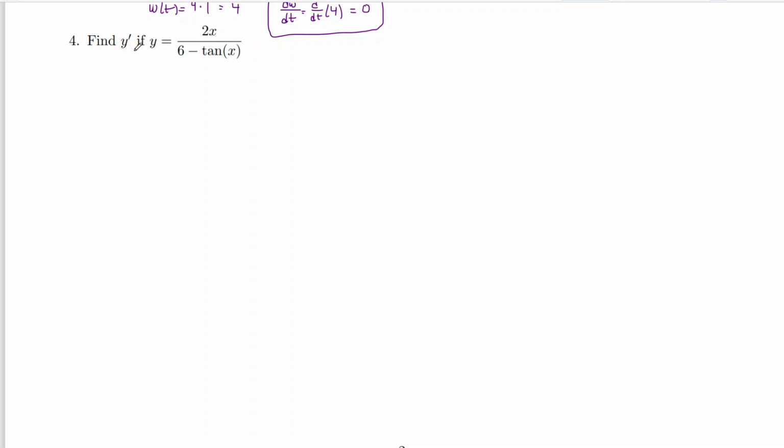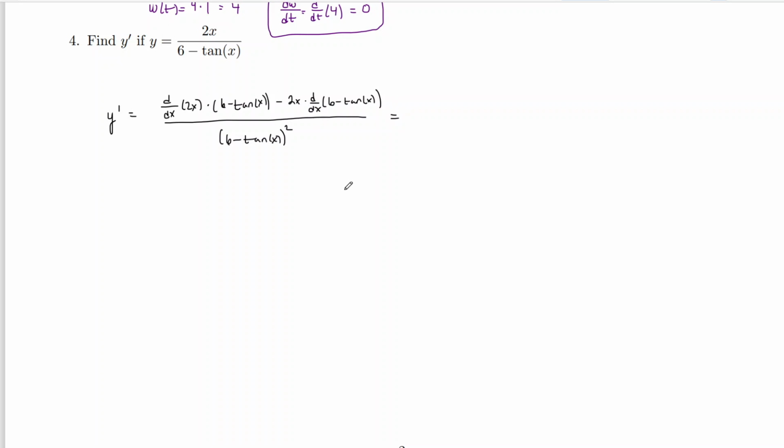So number 4 here, we want to find the derivative y prime if y equals 2x over 6 minus tangent of x. Now, we clearly see, hopefully at this point, what we want to do first is set up the quotient rule because we have division. So y prime, we're going to do the quotient rule. We are going to have the derivative of the top, the derivative of 2x, times the bottom, 6 minus tangent of x, and then minus the top, 2x, times the derivative of the bottom, 6 minus tangent of x, all over the bottom squared, 6 minus tangent of x, all squared.